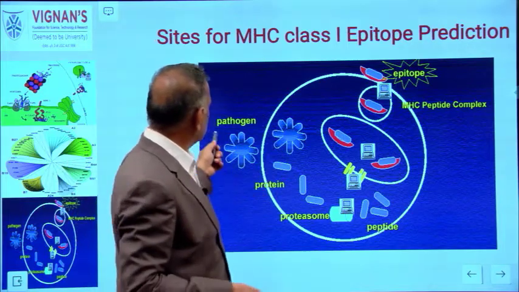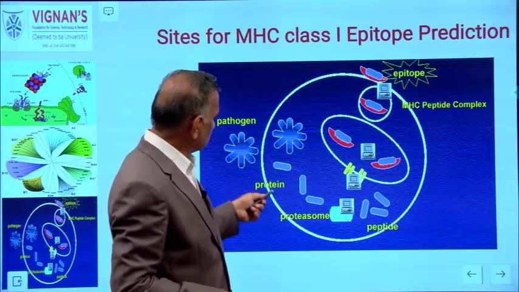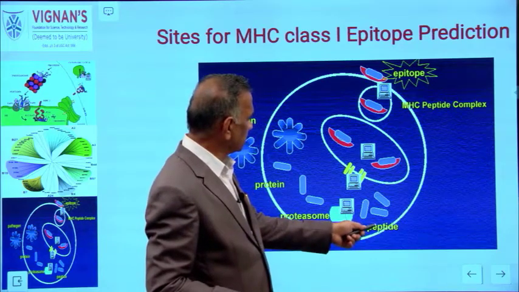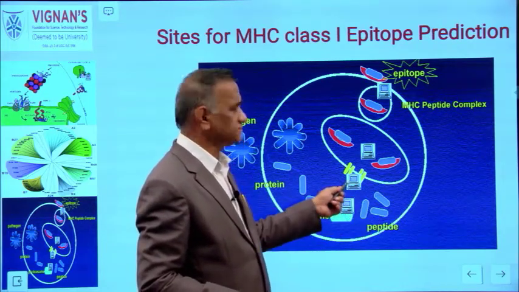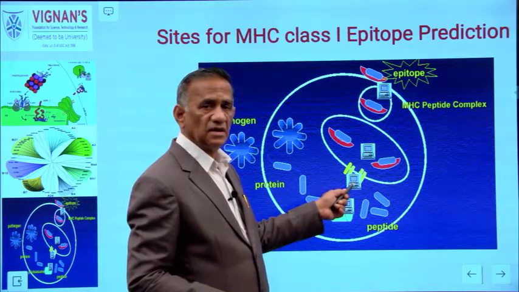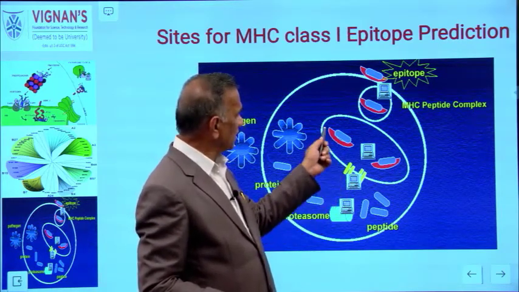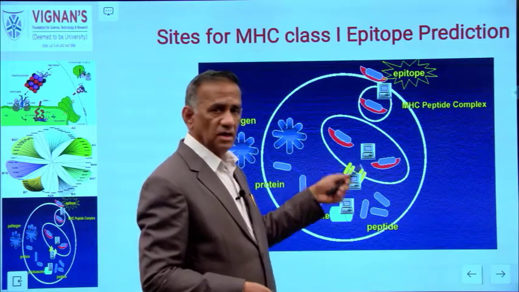Okay, so now let us take the pathogen. From the pathogen, protein comes. From the protein, peptide comes. Through the proteasome, what we have seen, the peptide library, for which computational tools are required. And again from the peptide it goes to this MSC molecule for presentation.